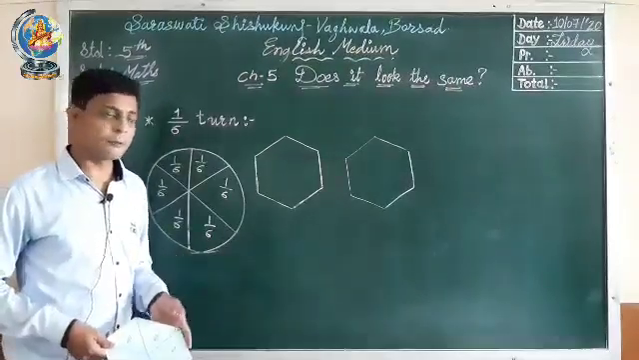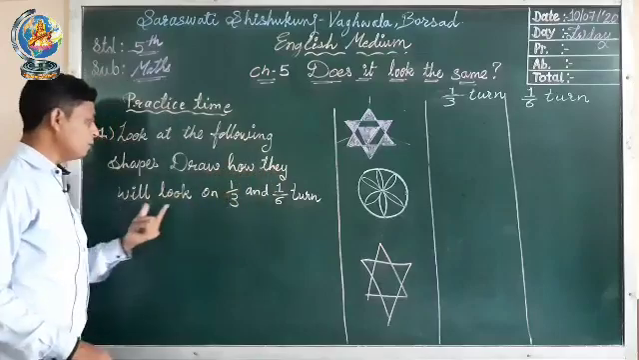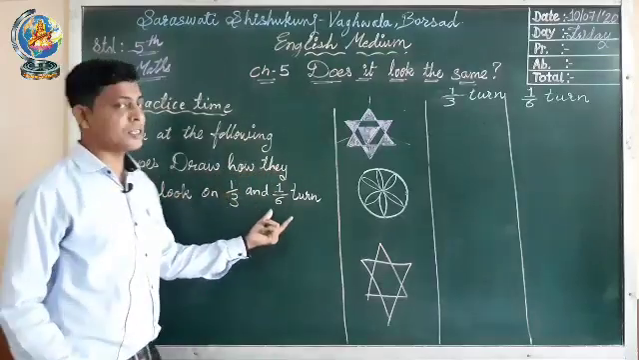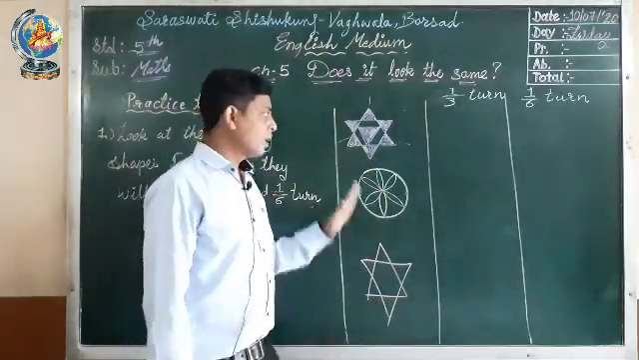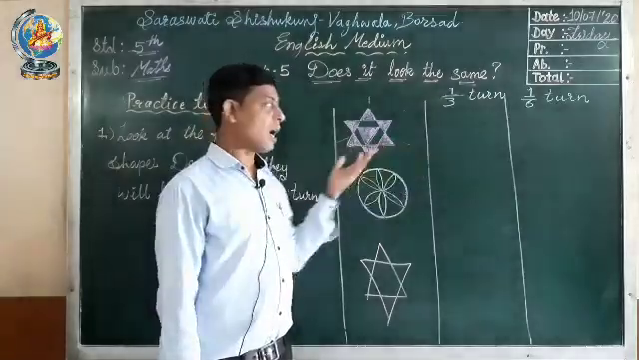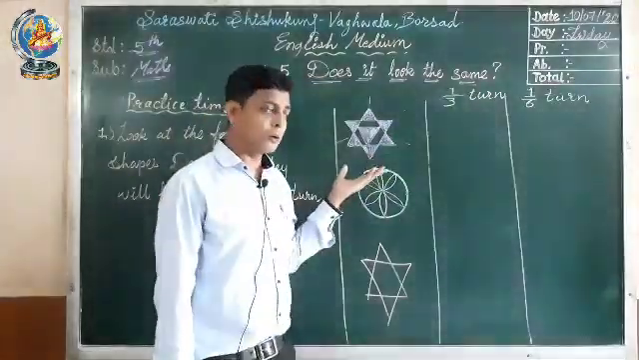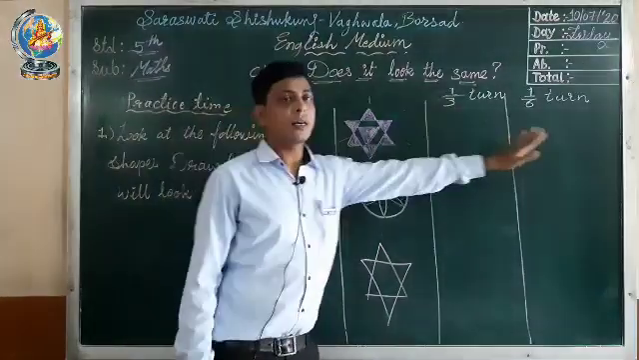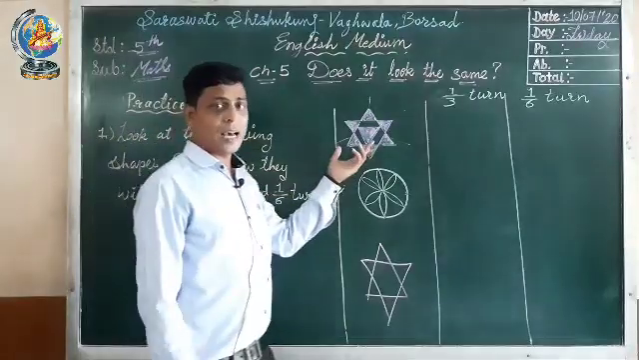So let's begin it. Question number 1. Look at the following shapes. Draw how they will look on 1/3 and 1/6 turn. Three pictures I have drawn on the board. Now when we rotate these into 1/3 turn, how it will look, and when we rotate into 1/6 turn, how it will look, that we have to draw here. So let's start. First number is star.